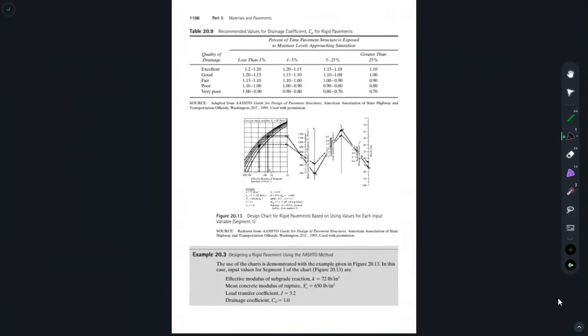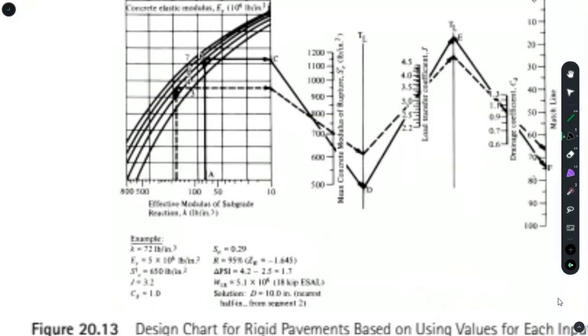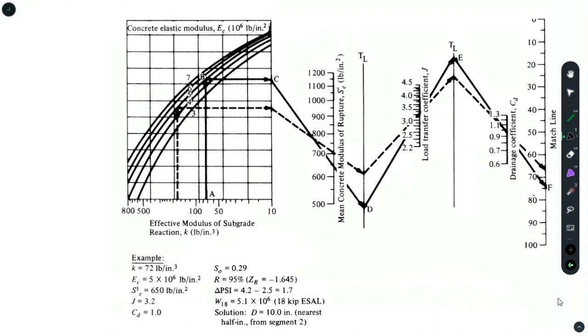And the process is really long, really long. Well, first of all, we'll focus on the effective modulus of subgrade reaction, and in our problem it was 280 pounds per cubic inch. So we'll see where 280 lies. You have 100 here, and 200, 300, 400. Yeah, it's 200, it's 300. This is 300, and there are some values like 290, 280.